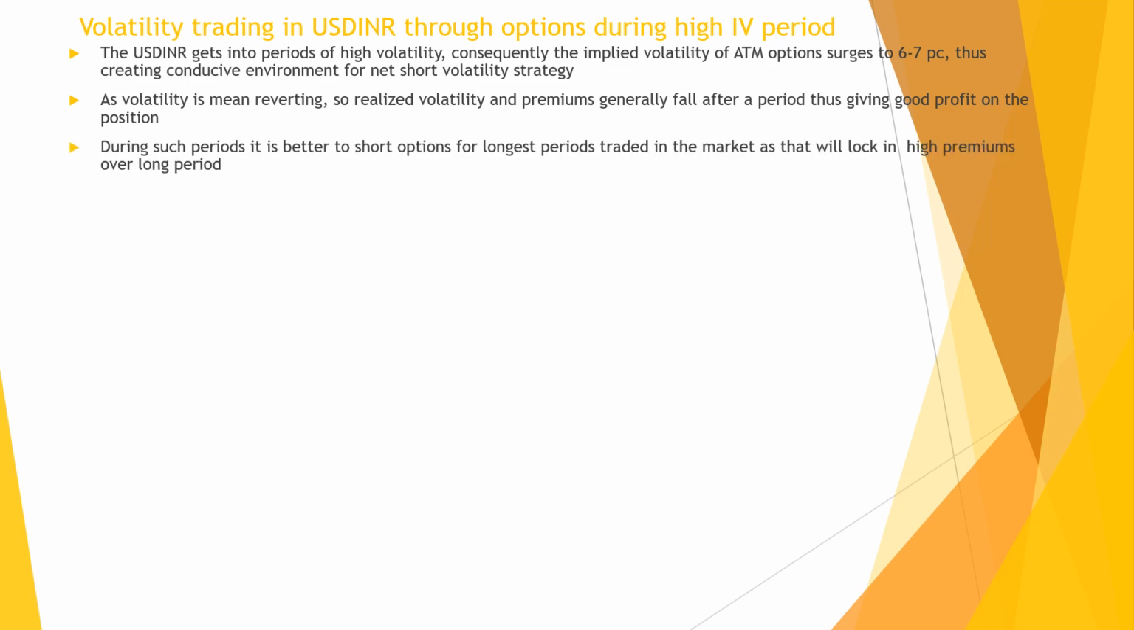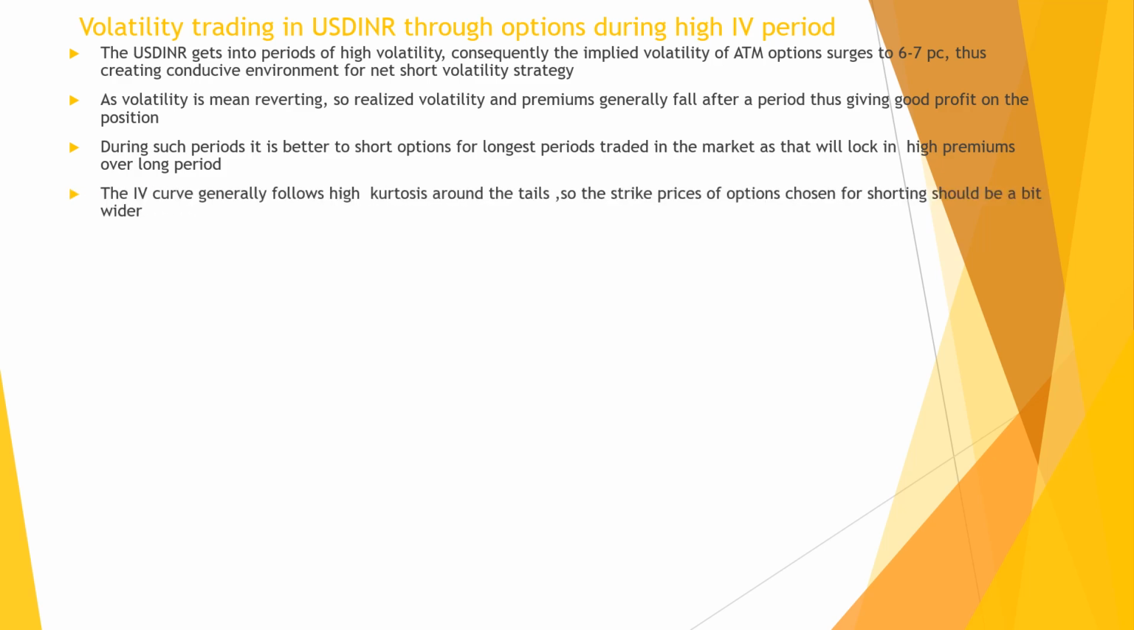During such periods, it is better to short options for longest periods traded in the market, as that will lock in high premiums over long periods. The implied volatility curve generally follows high kurtosis around the tails. So the strike prices of the options chosen for shorting should be a bit wider.